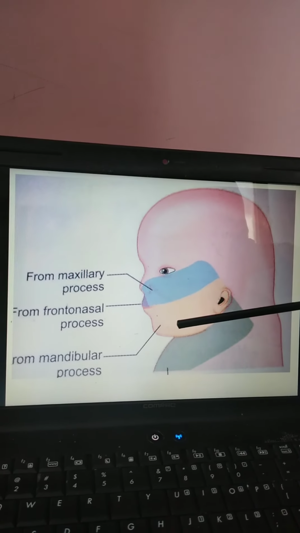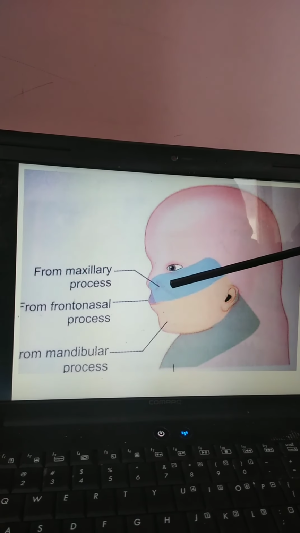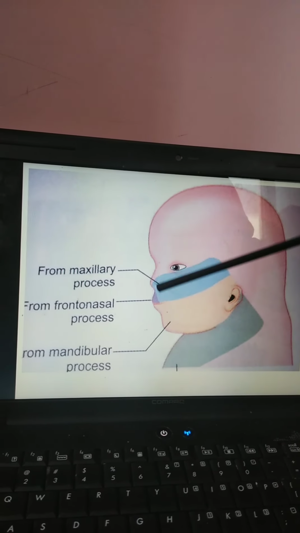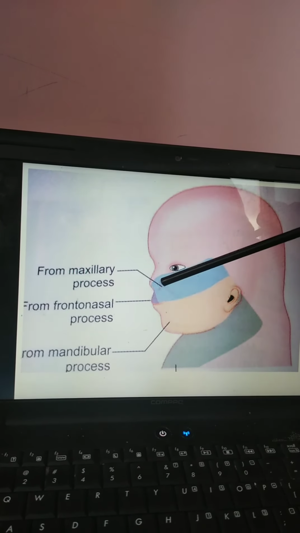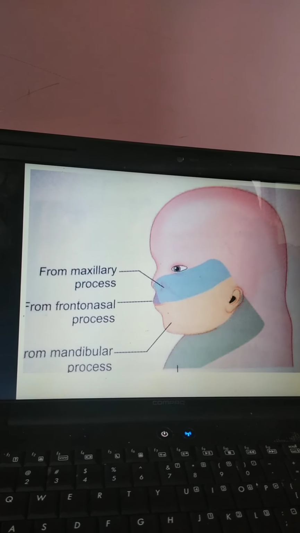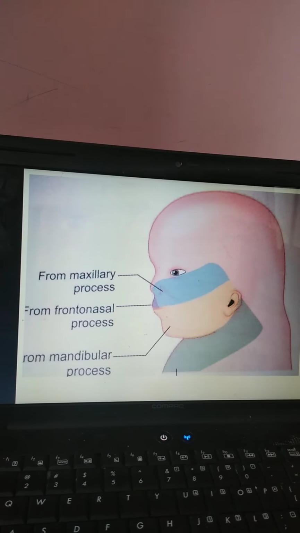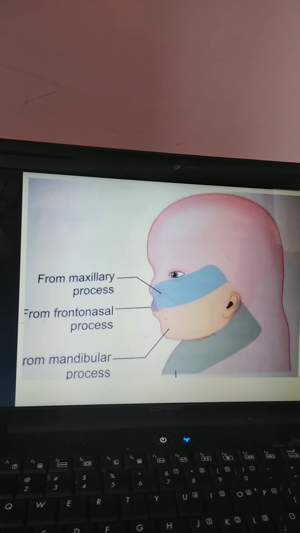Frontonasal process, and this is a mandibular process. When they join to each other, they form the cheeks. But the maxillary process and mandibular process also join with the lateral nasal process, and the furrow that forms on our face is known as the nasolacrimal duct, which is later seen in the development of the eye.